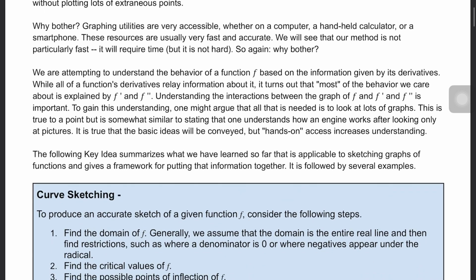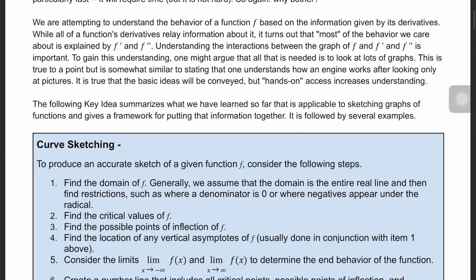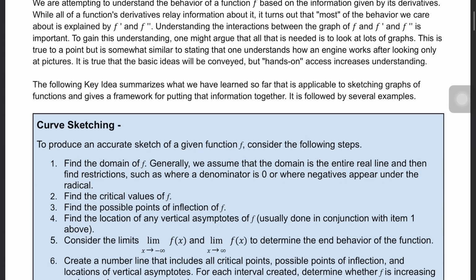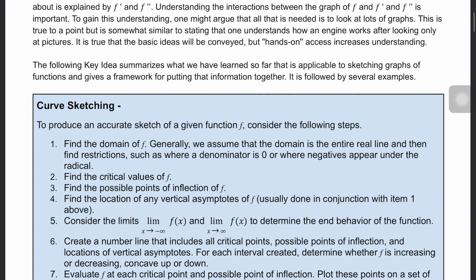So what we're going to do here in the next table is summarize key ideas that we have learned so far in this chapter that we can apply to help us sketch the graph of a function. And it gives us a framework for putting that information together. It is followed by several examples in the next videos.